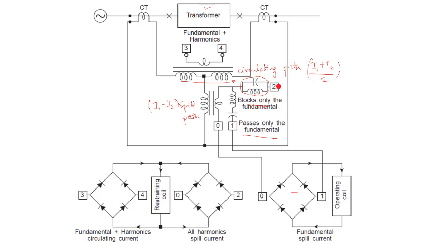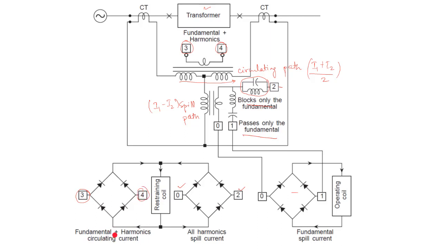So, therefore, this 2 is added here, 0 and 2. Now, it is fed to a rectifier circuit and it is combinedly fed to the restraining circuit along with the spill current. Here the spill current is where we are receiving the spill current from 3 and 4, and this is fed here in this circuit.